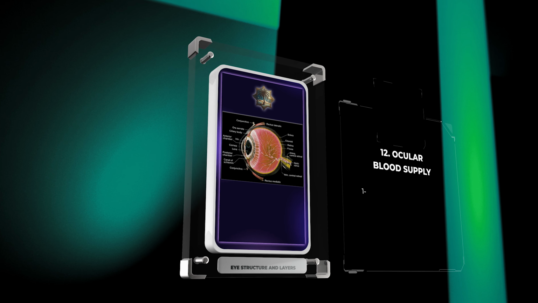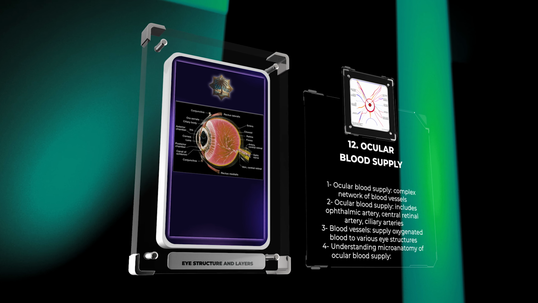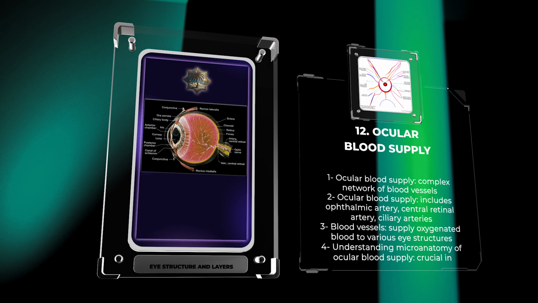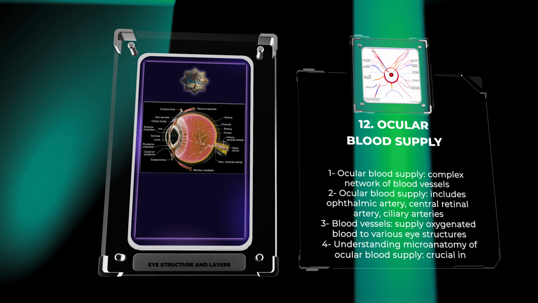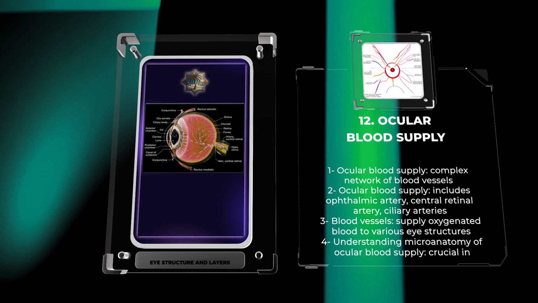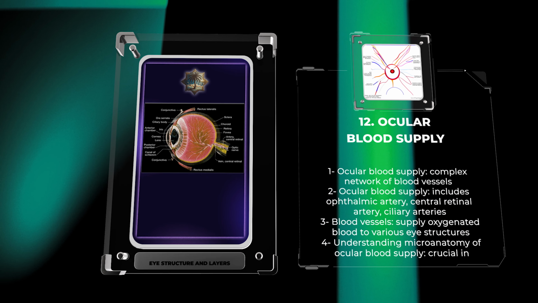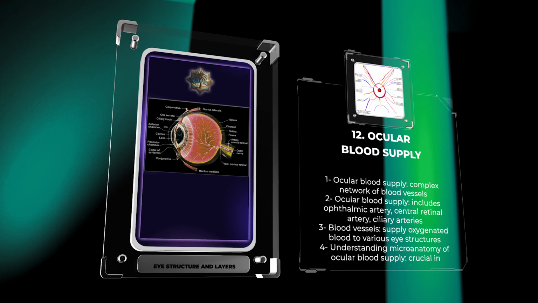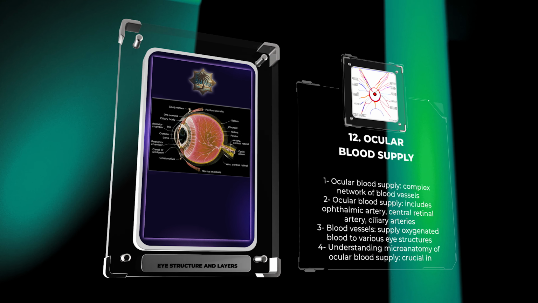The eye relies on a constant supply of oxygen and nutrients to maintain its cellular functions. Ocular blood supply is provided by a complex network of blood vessels, including the ophthalmic artery, central retinal artery, and ciliary arteries. These vessels supply oxygenated blood to the various structures within the eye, including the retina, choroid, and optic nerve. Understanding the microanatomy of ocular blood supply, including the branching patterns, anastomoses, and autoregulatory mechanisms, is crucial in diagnosing and managing conditions such as retinal artery occlusion and diabetic retinopathy.